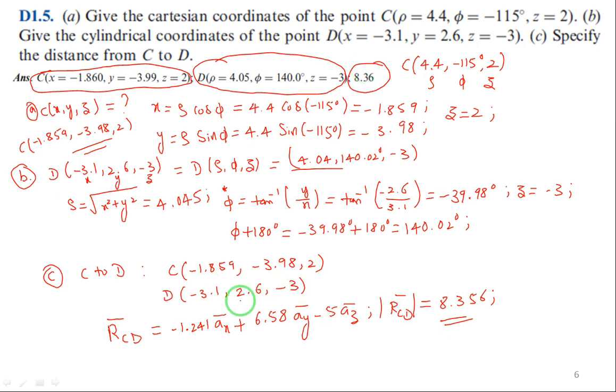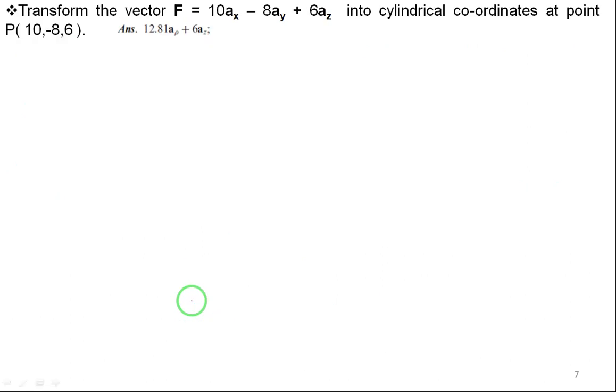Okay, I hope you understood this problem. Next we'll move to the next numerical. Transform the vector. The vector is given in the Cartesian system, into cylindrical coordinates. How to convert the given Cartesian vector into cylindrical, we'll see.